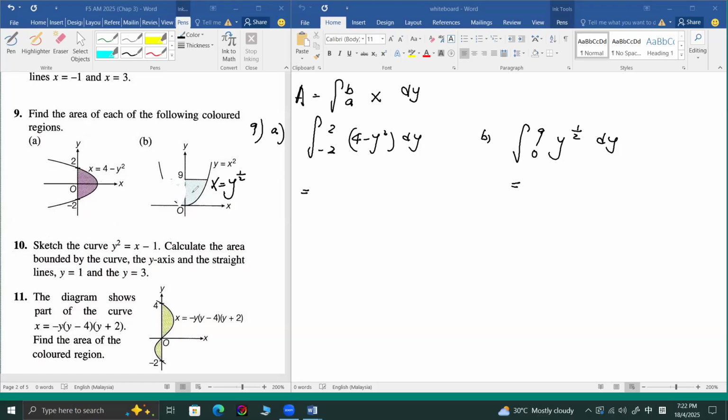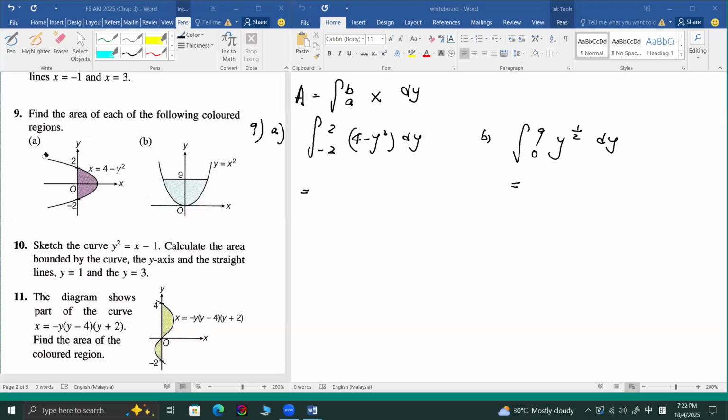So it's this part only, to the right side of y. Just remember, above x we get positive, below x we get negative. Same as this one: to the right of y we get positive, to the left of y is negative.